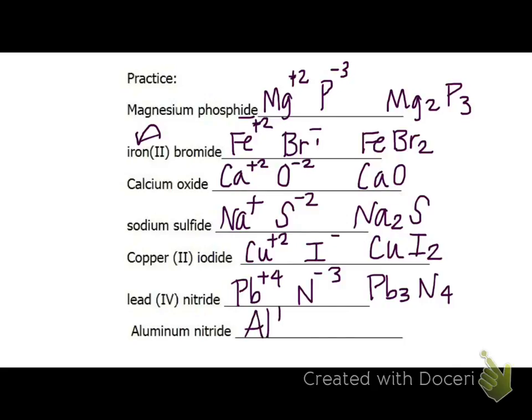So Al is a plus 3. That's one of the ones you need for your ion quiz tomorrow.